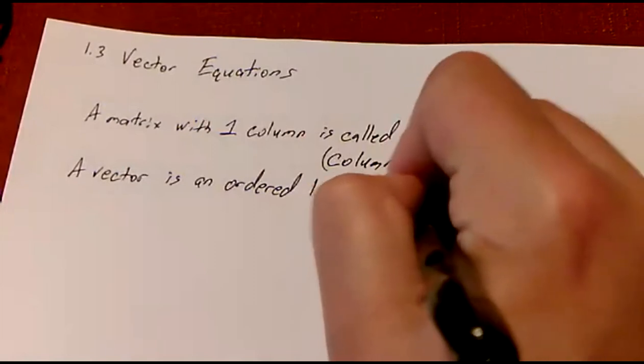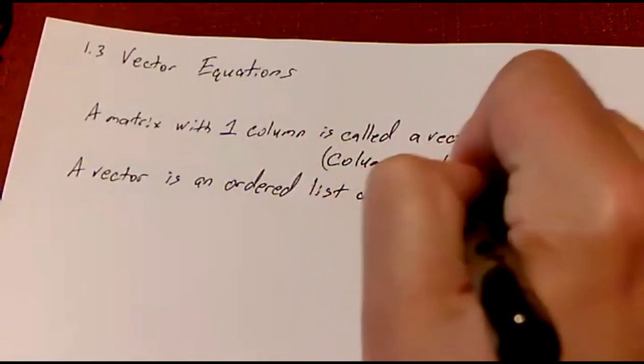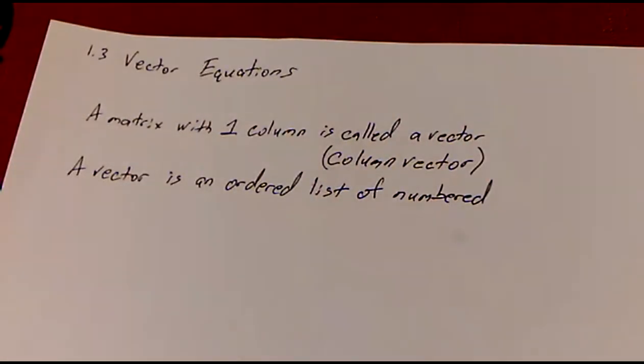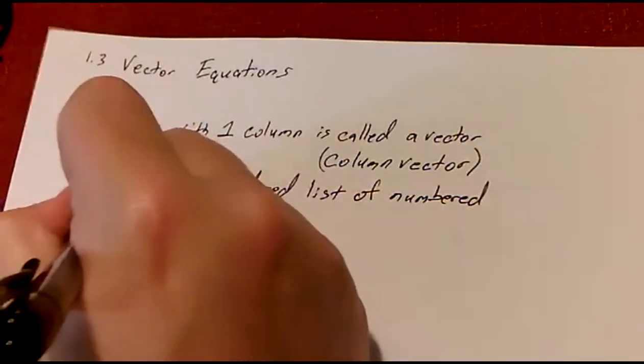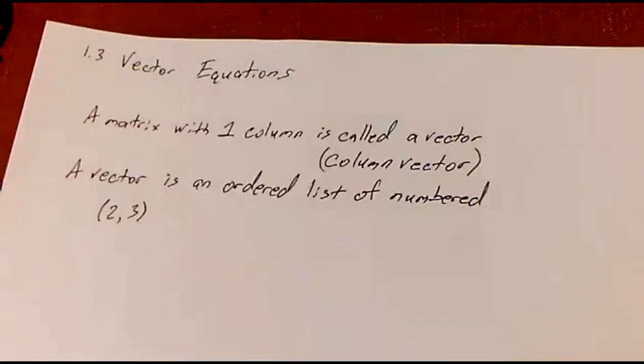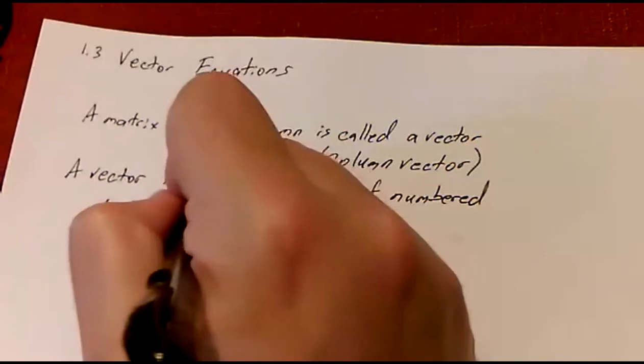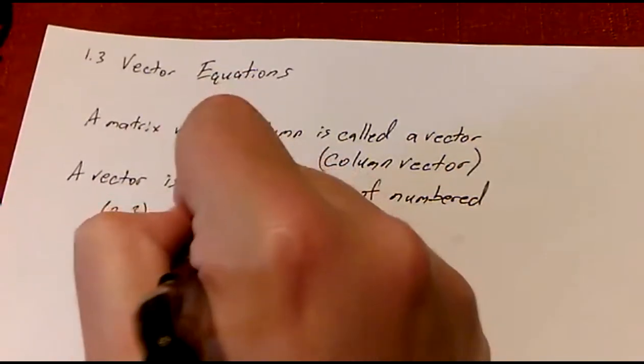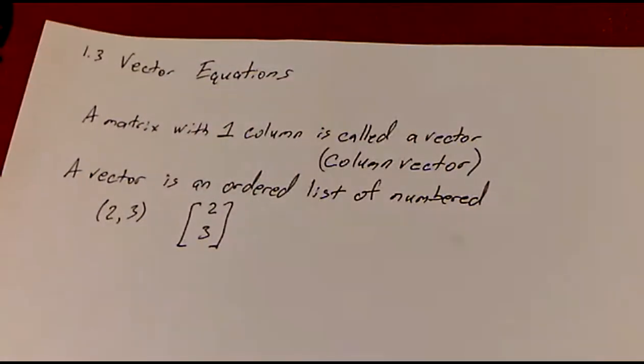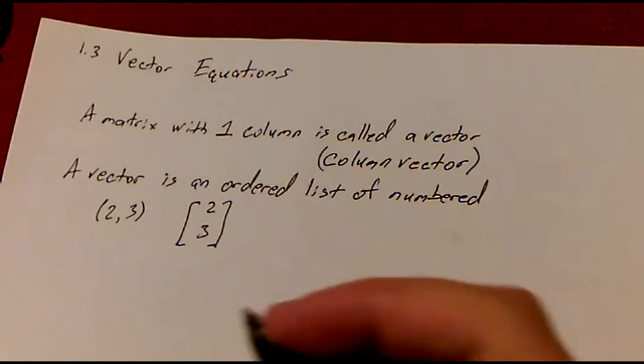Now we know several other ordered lists, and vectors are going to tie directly into this. So we've talked about an ordered pair. We had a system in section 1 that the solution was 2, 3. Well, we could write that as a vector, 2, 3, the vector. And ultimately, that still corresponds to the same thing.